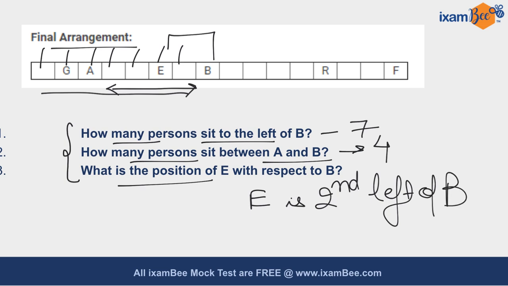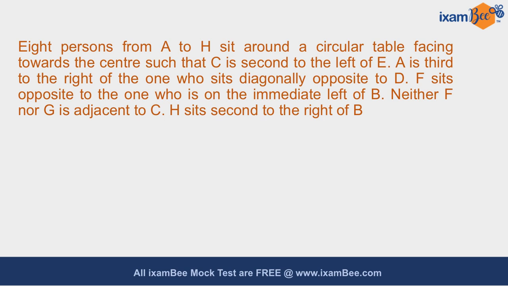So this is your correct answer. In the next question, it is given to you that 8 persons from A to H are sitting around a circular table facing towards the center such that C is second to the left of E. Some more directions are also given to you. You have to comprehend these directions and draw your final diagram in order to find your answers. So let us comprehend statement by statement and try to solve this particular question.